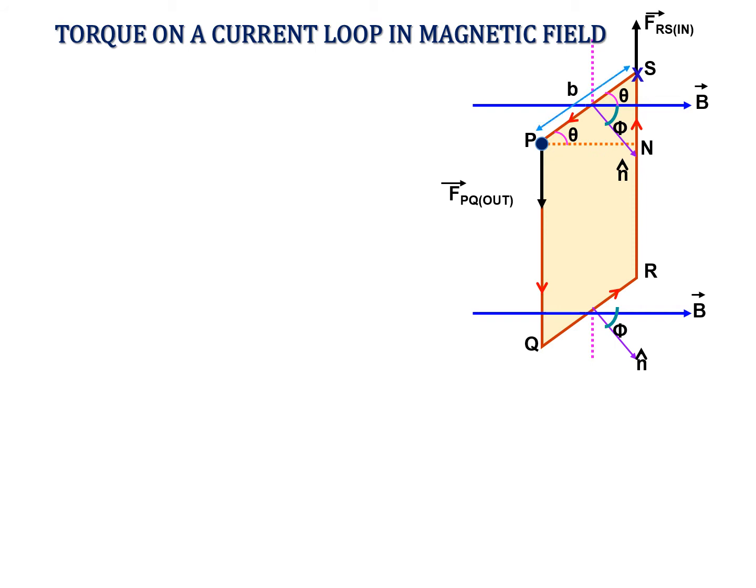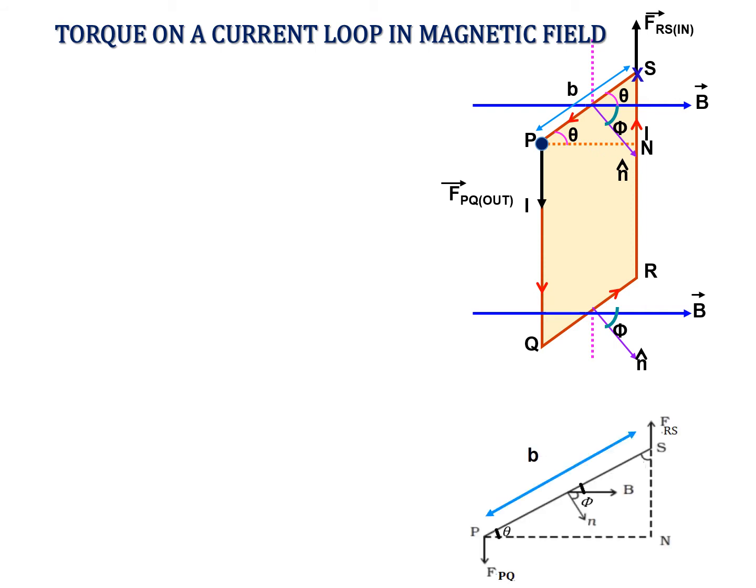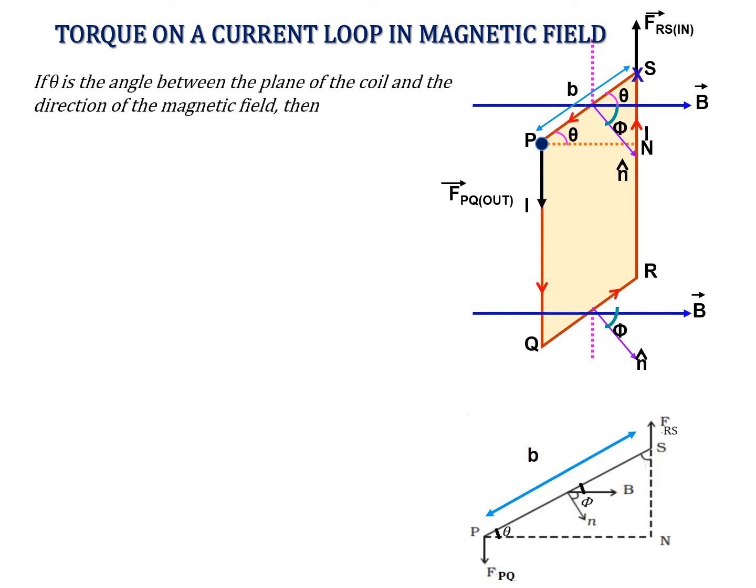Let the breadth of the loop be B and the length be L. The section of the loop as seen from the top will be PS, making an angle theta with the field, and the normal to PS makes an angle phi with the direction of magnetic field. We will derive the expression for torque in terms of theta and then in terms of phi. So first let us take it in terms of the angle theta.